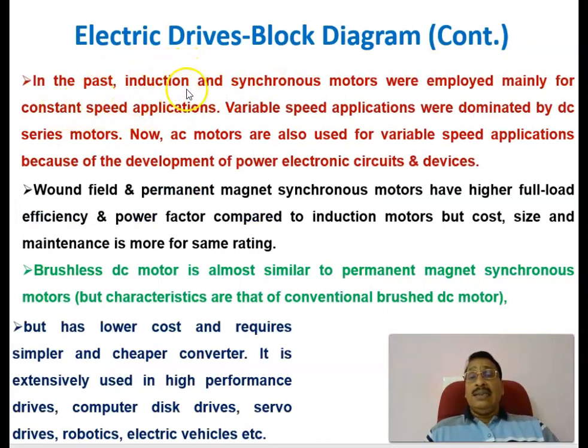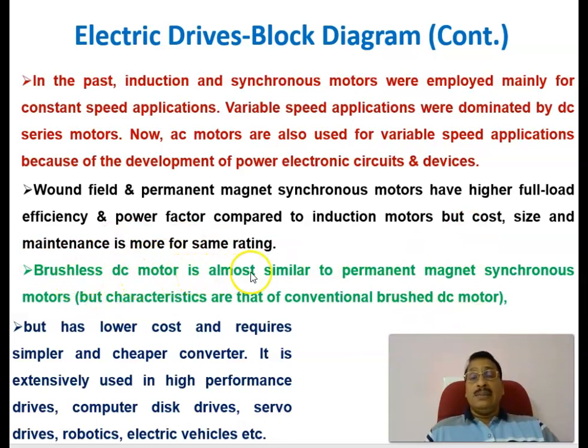In the past, induction and synchronous motors were employed mainly for constant speed applications, and variable speed applications were dominated by various DC series motors. Now, AC motors are also used for variable speed applications because of the development of power electronic circuits and devices. Wound field and permanent magnet synchronous motors have higher full load efficiency and power factor compared to the induction motor, but cost, size, and maintenance are more in the case of synchronous motors.